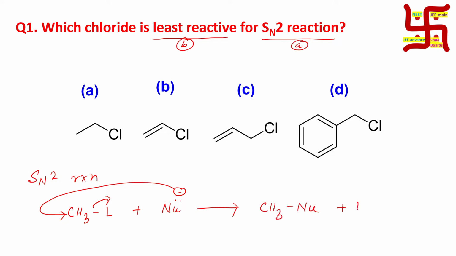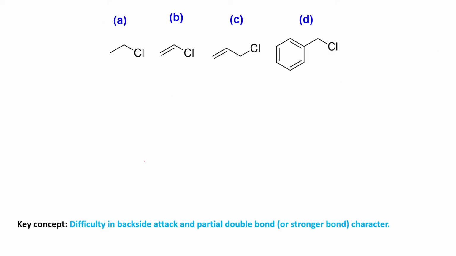CH3Nu plus L minus. See, in this case the L part is substituted by this nucleophile, and that's why it's called a substitution nucleophilic bimolecular, and this is, student, a one step reaction. That's why bimolecular, since two reactants are involved in RDS. Now this part we understand, so let's go to our question. So you can see the four options here.